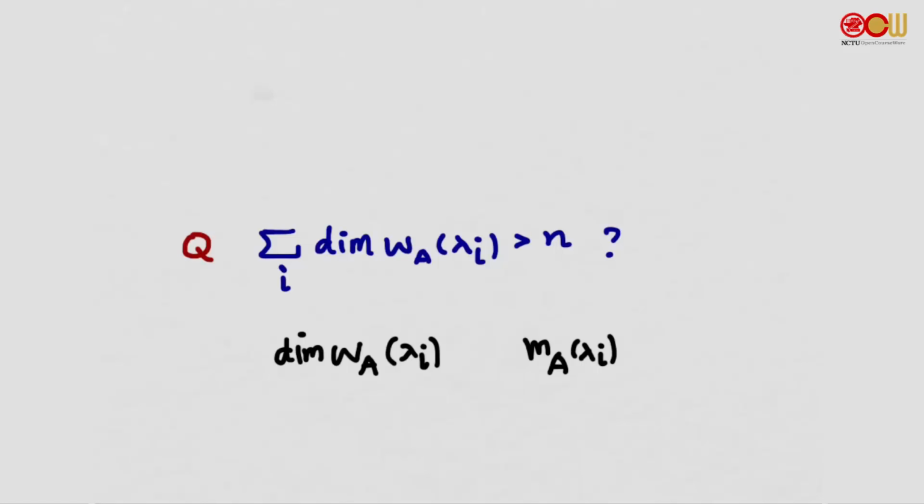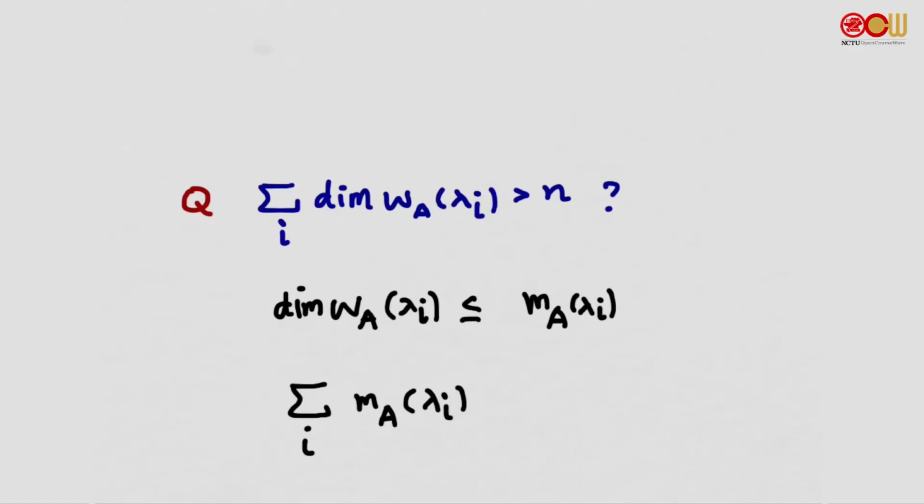What do we know about the dimension of an eigenspace? We know it's always less than or equal to the multiplicity of this eigenvalue. And we know the eigenvalues are roots of the characteristic polynomial, which has degree equal to n if A is n by n. So the sum of the multiplicities will be the total number of real eigenvalues, and this number should always be less than or equal to n. So, going back to the question, can this sum be larger than n? No, it cannot be larger than n.